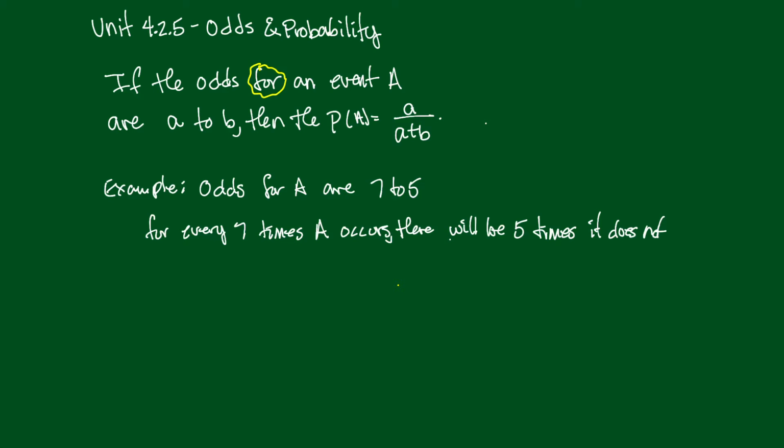But if the odds are 7 to 5, what is the probability of A? Well, what we've set up here is this. If the odds for A are A to B, then the probability is A, the first number, over the sum of these two. So our first number is 7, so that's going to go on top, and in the bottom, you add those two together. So the probability of A is 7/12.